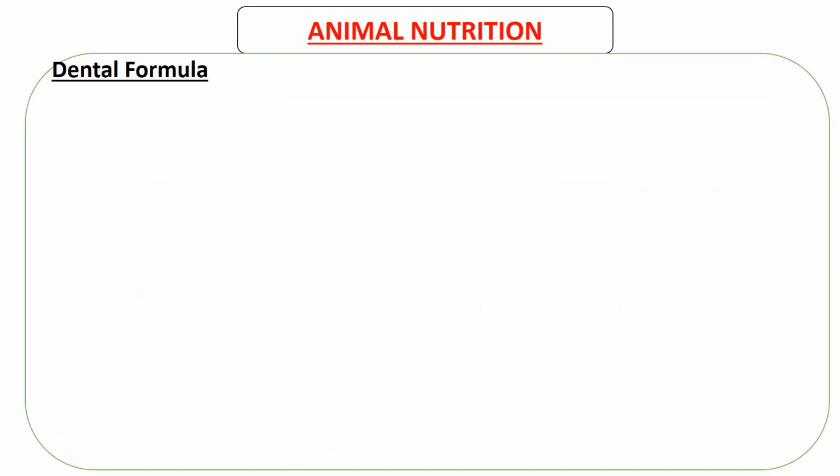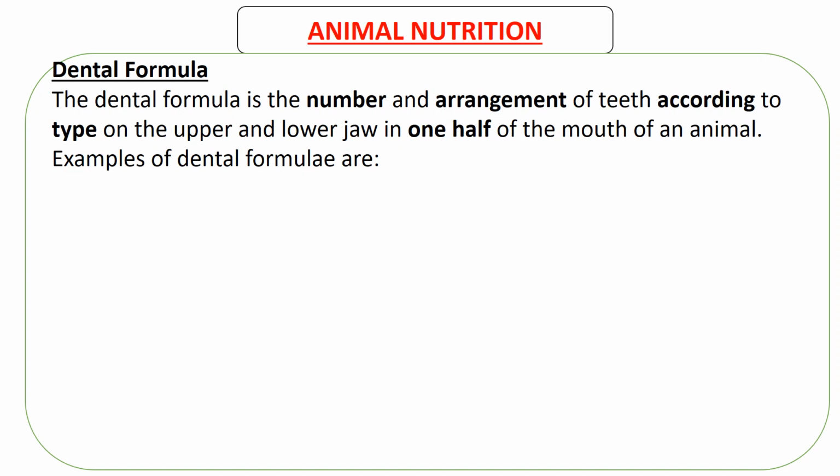We look at the dental formula now. The dental formula, like I said, is the number and arrangement of teeth according to type on the upper and lower jaw in one half of the mouth of an animal. Let's take a look at dental formulas and how to understand them.